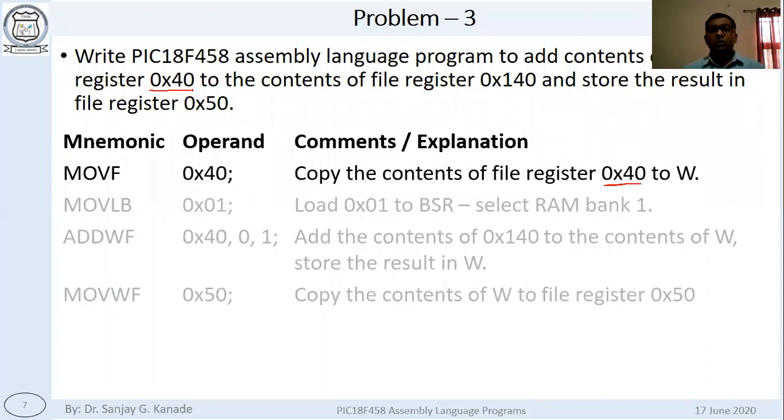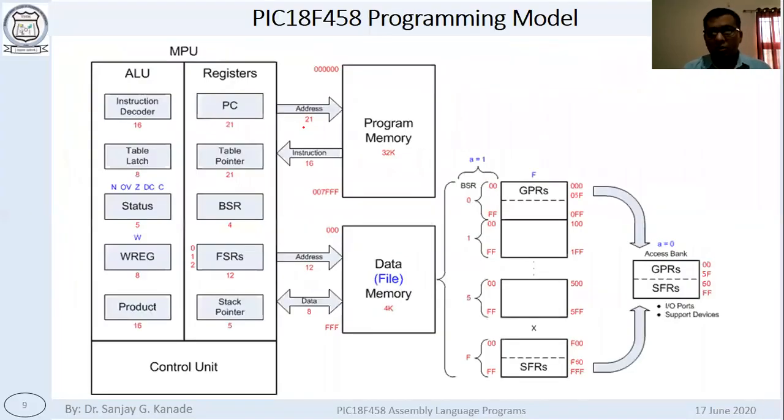So we should assume that it is 0x040. Whenever it is given like this, we should assume that it is 0x040. Now, where does this register actually fall? Where is this address in the data memory map? I will show you this diagram again.